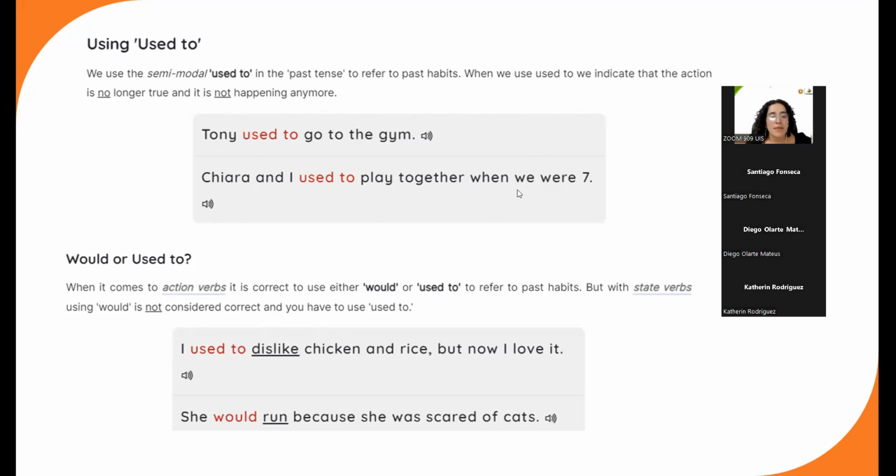No, teacher, excuse me. Could you explain when only use used to? Okay, so with state verbs like think, hate, dislike, consider, these are state verbs. Basically, we cannot use would, or say like with love, we would love, or we would like. No, yes. I would love chicken and rice. This is only for past habits, no?